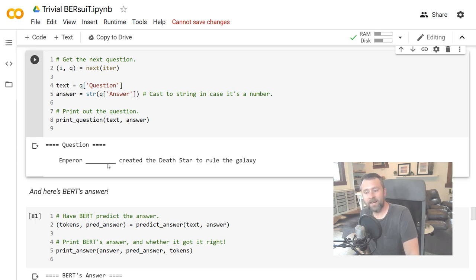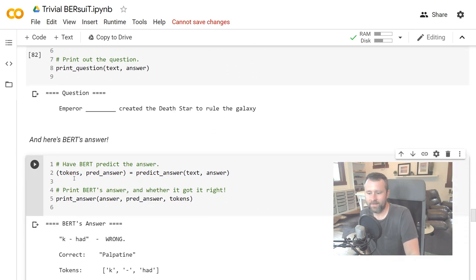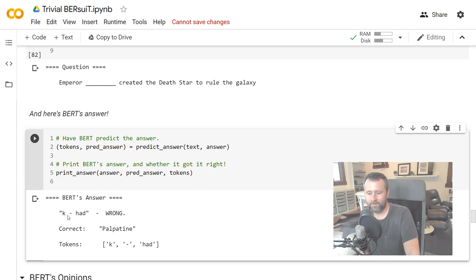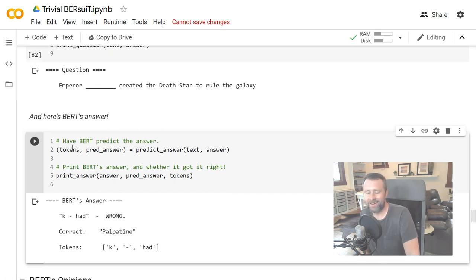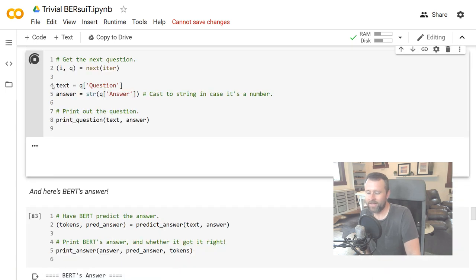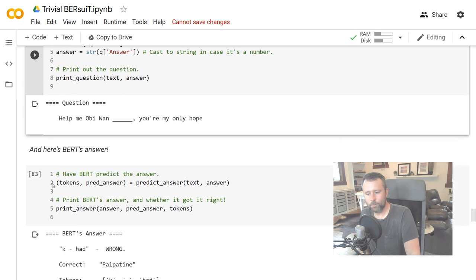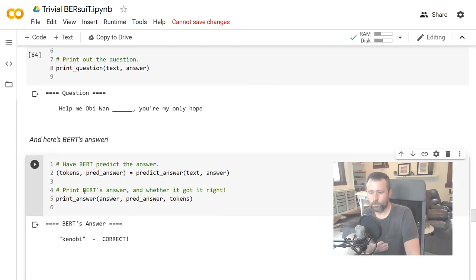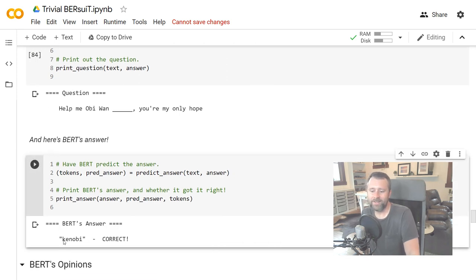Emperor Blank created the Death Star to rule the galaxy. He tried so many times to build a Death Star. Death Star after Death Star. No, Emperor Palpatine. All right, Bert doesn't know it's Star Wars. It's disappointing. Help me, Obi-Wan Blank. You're my only hope. It almost just rolled right off my tongue. It's so obvious. Kenobi. All right. Bert redeemed itself. It knows a little bit of Star Wars. That's good.